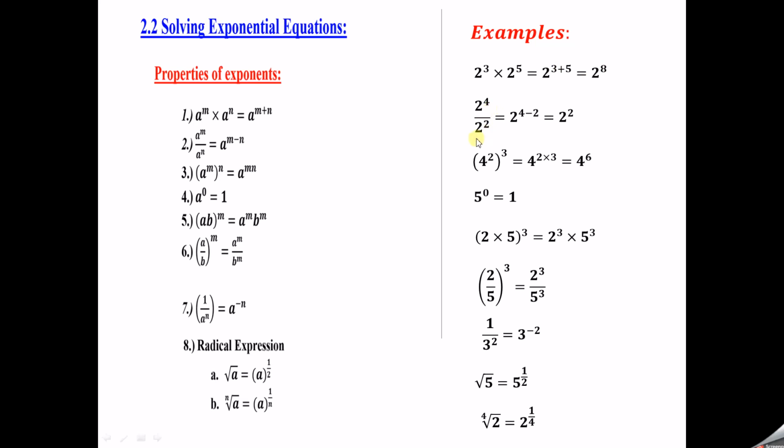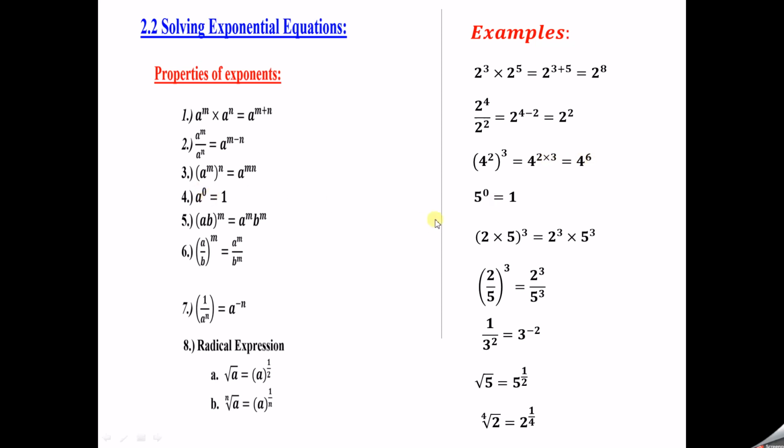And next one, 2 power 4 divided by 2 power 2. We are dividing two exponents with the same base, then we subtract the powers. So 2 power 4 by 2 power 2 is equal to 2 power 4 minus 2, that is equal to 2 power 2. And the example for the third property, 4 power 2 whole power 3. There are two powers like here, then we multiply both the powers. Therefore, 4 power 2 whole power 3 is equal to 4 power 2 times 3, that is equal to 4 power 6. 2 3s are 6.